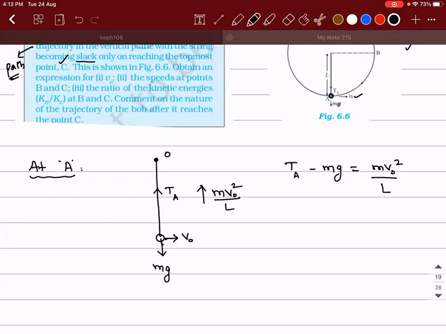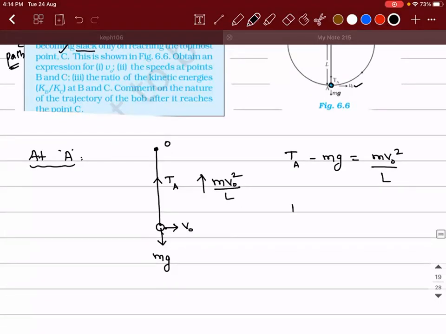Right. So TA minus mg is equal to m into v0 square, the whole divided by L. Right. Now, what is going to be the total energy at point A? What is the total energy at point A?